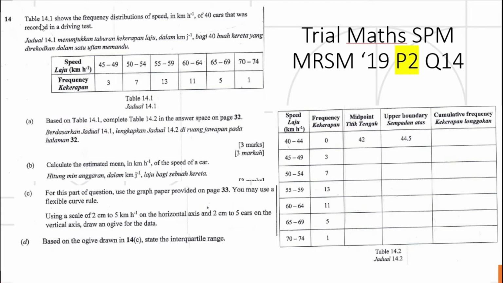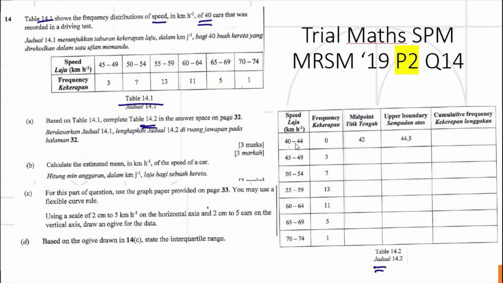Table 14.1 shows the frequency distribution of the speed in km per hour of 40 cars that was recorded in the driving test. So this is table 14.1, the frequency distribution of speed of 40 cars that was recorded. Now complete the table for 14.2, this is table 14.2.